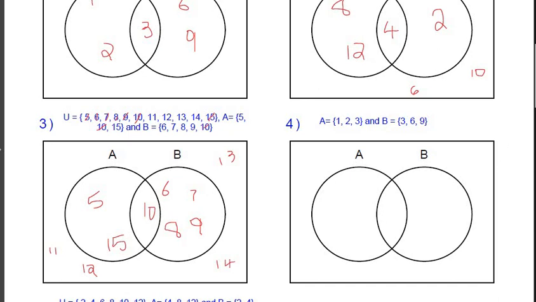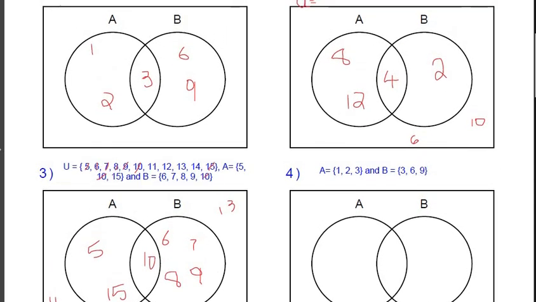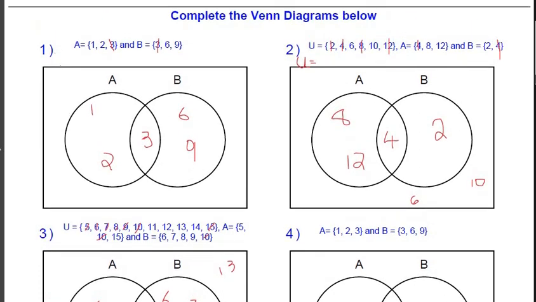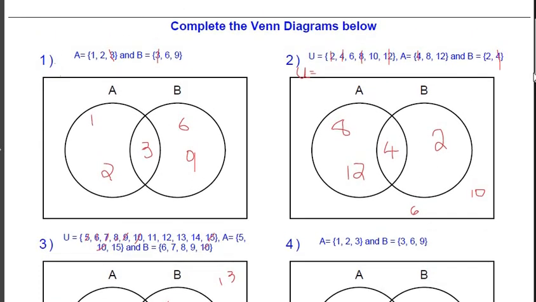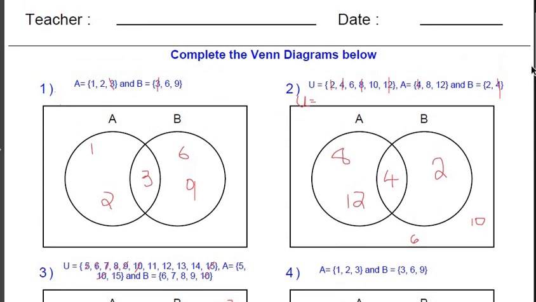Let's try for example 2. A union B. A union B will be all the elements in A and B combined. We're not considering the elements outside, in the rectangle. So A union B would be 2, 4, 8, and 12.